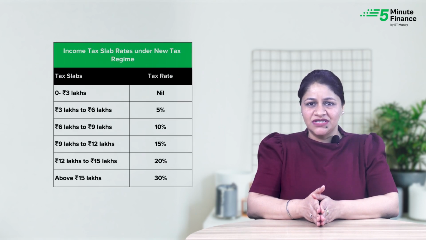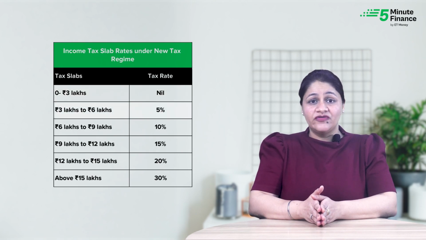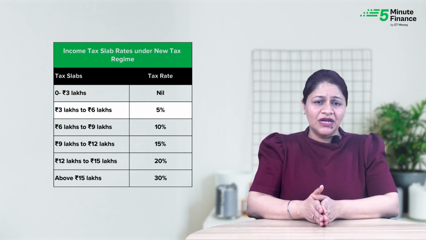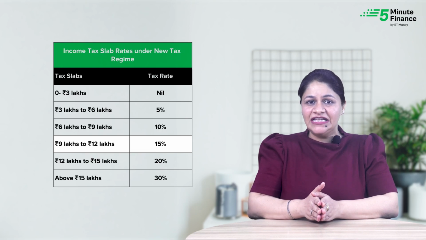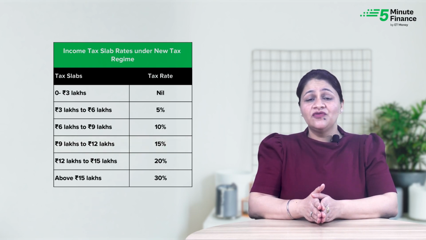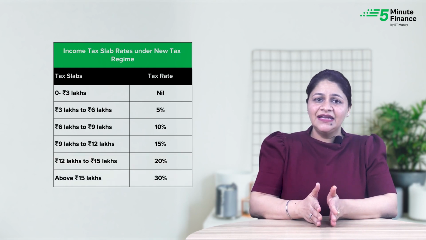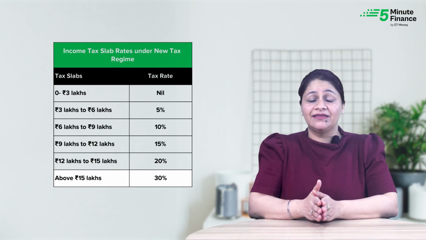Moving on to the new tax regime, there is no tax on income up to 3 lakh rupees. Then, for the next 3 lakh rupees of your taxable income, you'll have to pay 5% tax. Next, for income falling between 6 lakh rupees and 9 lakh rupees, you'll pay 10% tax. For income between 9 lakh rupees and 12 lakh rupees, you'll pay 15% tax. Similarly, for income between 12 lakh and 15 lakh, the tax rate is 20%, and any income above 15 lakh rupees will be taxed at the highest rate of 30%. The tax slabs are same for all age groups under the new regime.